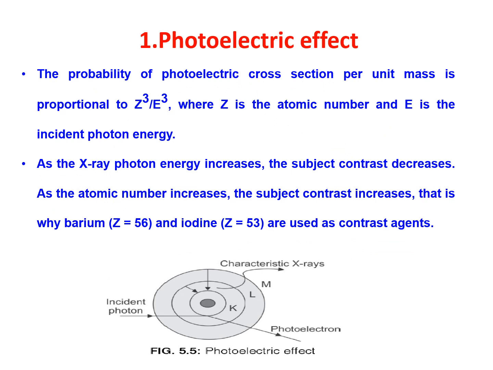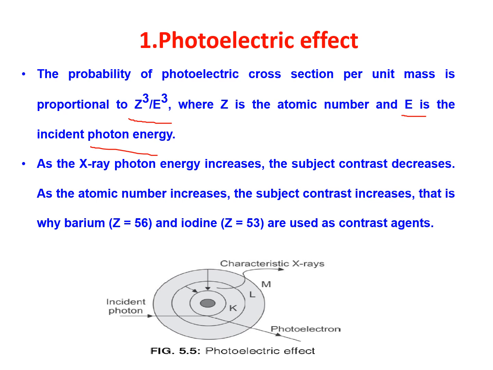Now, in this photoelectric effect, the probability of photoelectric cross section per unit mass is proportional to Z cubed by E cubed. What do we mean by Z? Z is the atomic number of an atom. For example, for the photoelectric effect we are using iodine or barium atoms, so that atomic number is involved, and also the incident photon energy.